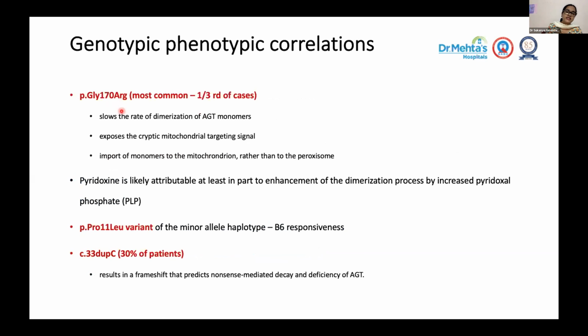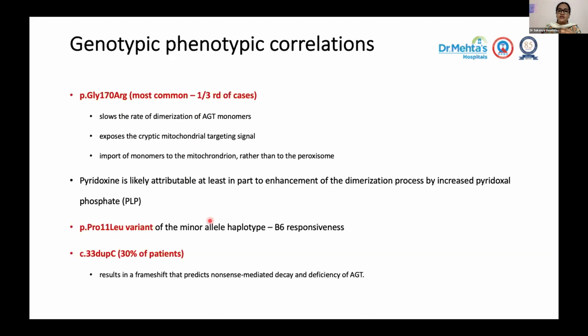So there's a glycine to arginine missense mutation. It's one of the most common variants seen in PH1. This variant slows the rate of dimerization of the AGT monomers. So it decreases the stability of the enzyme, and it also exposes the mitochondrial target. So it targets the protein for the mitochondria. So these monomers are imported into the mitochondria rather than the peroxisome. And pyridoxine, which is used in some of these patients, is likely useful in these mutations because in part it enhances the dimerization of the AGT enzyme. And that's why in some of these genotype variants, pyridoxine seems to be useful.